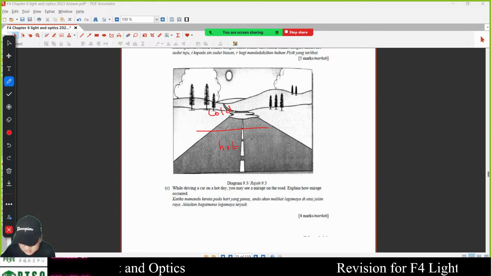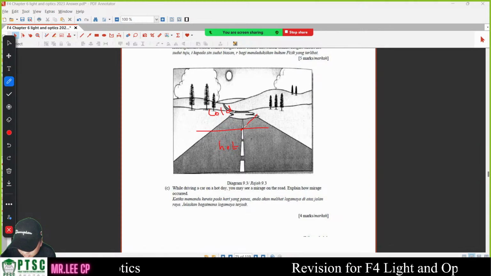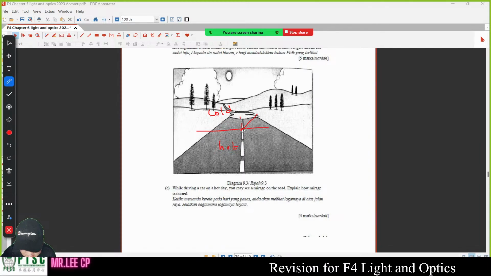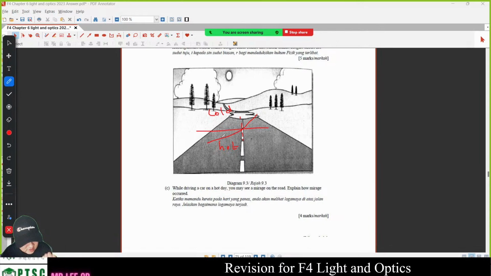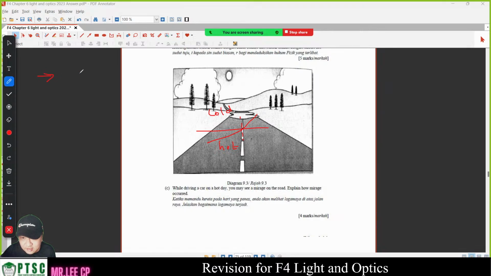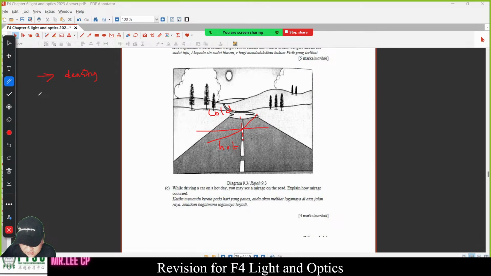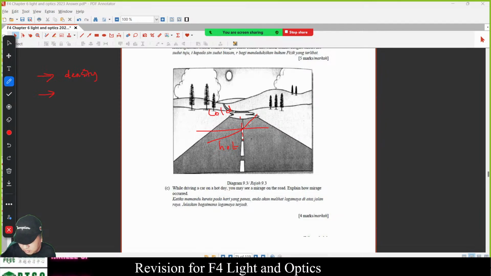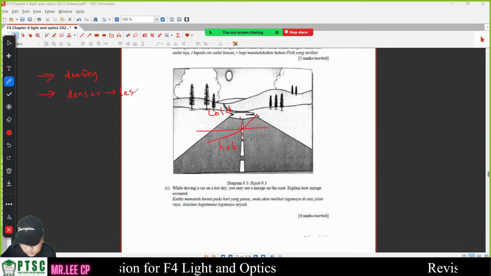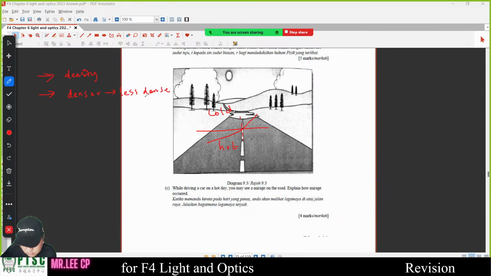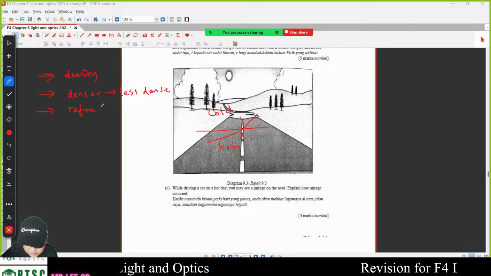At the surface it is hot, in the air it is colder. So the light travels from denser to less dense, so it will bend away. So this is the second one, denser to less dense. First one, you talk about the density. Second one, you talk about the light travelling from denser to less dense. This is refraction of light.